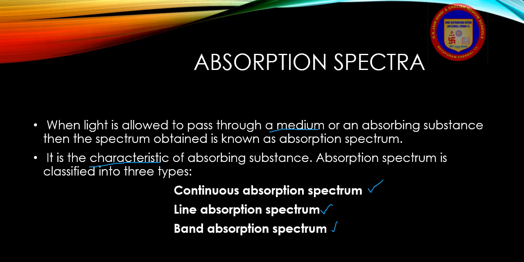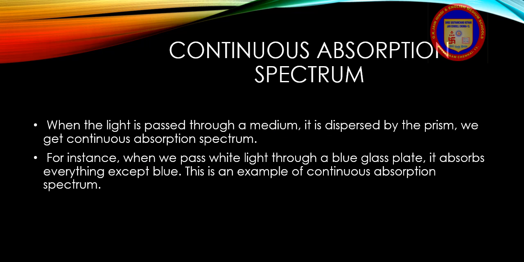First, we'll see about the continuous absorption spectrum. When light is passed through a medium and dispersed by the prism, we get continuous absorption spectra. For instance, when we pass white light through a blue glass plate, it absorbs everything except blue. This is an example of a continuous absorption spectrum.